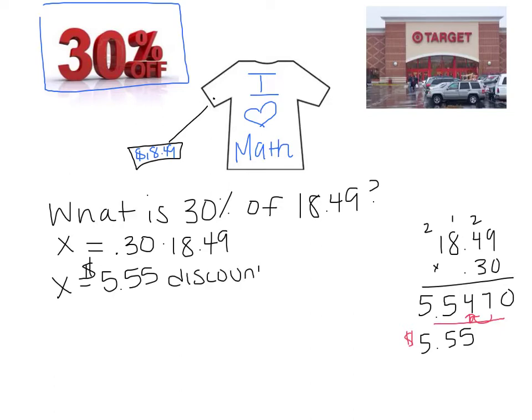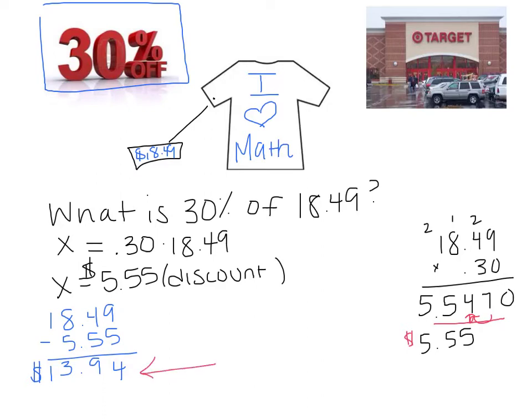That means I'm not paying $18.49, I'm paying $5.55 less. So in order to calculate that, I have to take $18.49 and subtract my $5.55 discount, and I end up with $13.94, which is totally awesome. I could totally pay that for my favorite shirt. But guess what? That's not what I pay. It's what they're going to charge me, but there's something called tax. We pay tax on most of the items that we buy. So let's see how tax works.